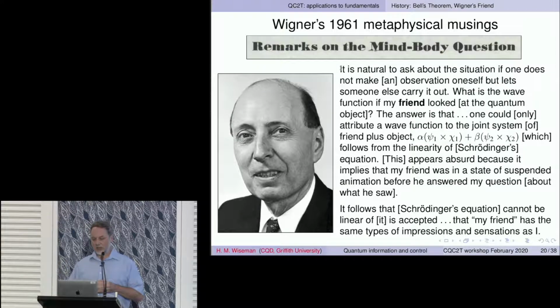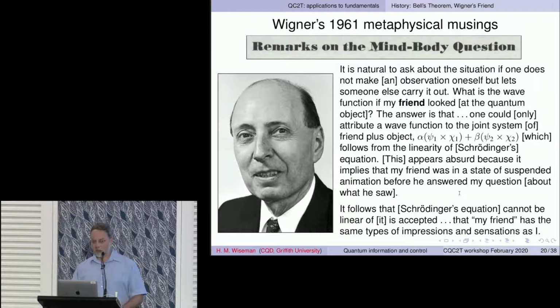What is the wave function if my friend looked at the quantum object? This is the appearance of Wigner's friend. The answer is that one could only attribute a wave function to the joint system of friend plus object. So this is a superposition, an entanglement between the system and the friend, which he's writing. And he's saying that this follows from the linearity of Schrodinger's equation. This appears absurd, he says, because it implies that my friend was in a state of suspended animation, this superposition of one outcome or the other outcome, before he answered my question about what he saw.